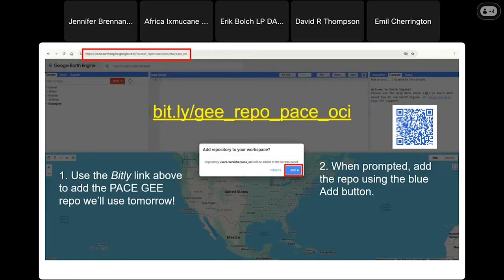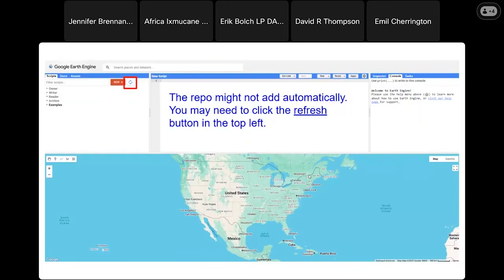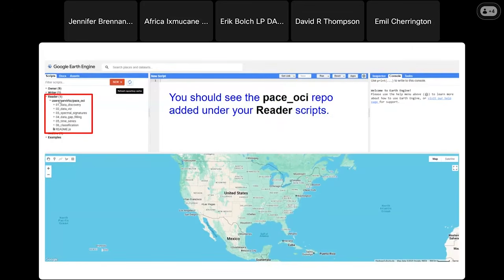It will ask you if you want to add this repository to your workspace. You're going to say yes. And then when you do that, you might not see anything there. So if you don't see anything, you're going to want to hit that refresh button in the top left. And when you do, under Reader, you're going to see it now says users/serverbz/pace-OCI. And that is the repository that we're going to be using tomorrow.